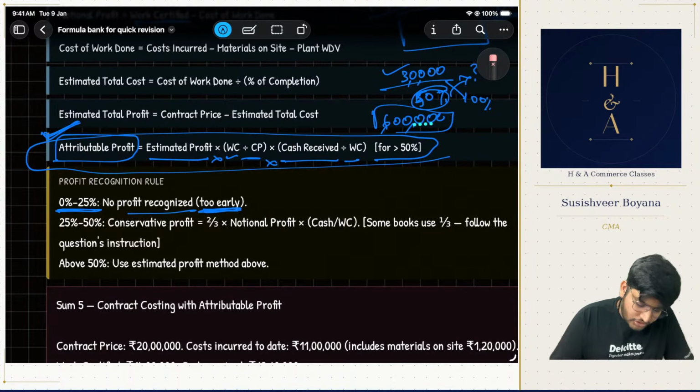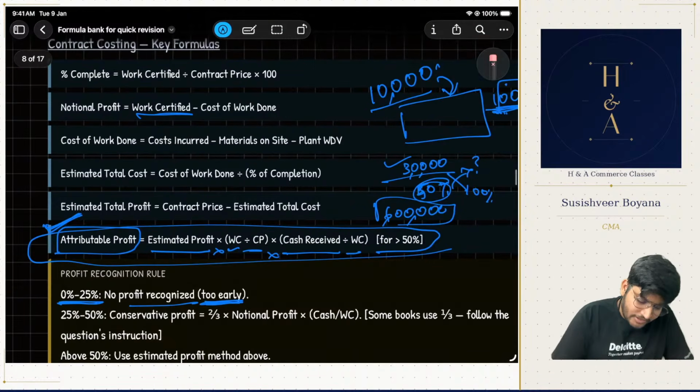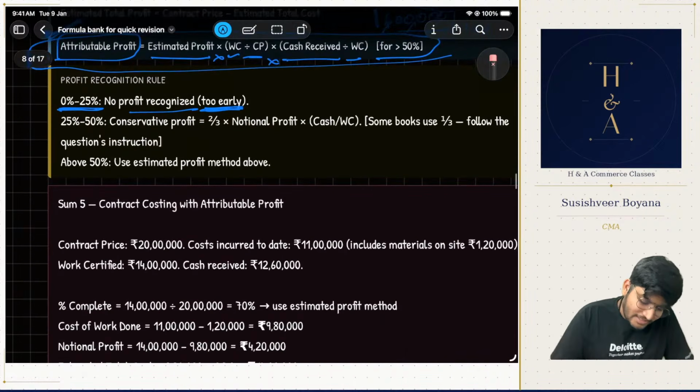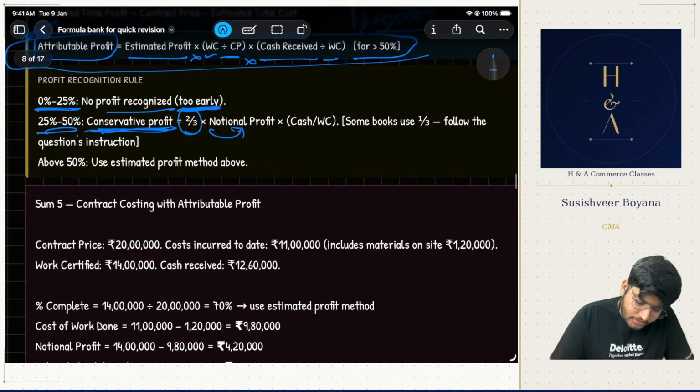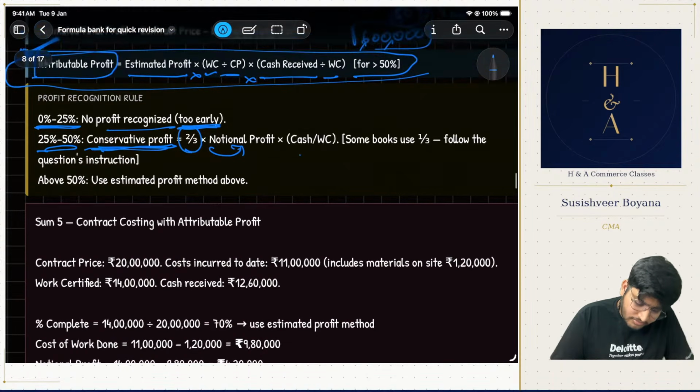So whenever you check the percentage completed, that is work certified by contract price, if it is less than or equal to 25, do not take it. If it is 25 to 50, conservative profit. Sir, how do we calculate conservative profit? Two-thirds of notional profit, which we calculated, into cash received divided by work certified. In some books they use one third, but we follow based on the question's instruction.